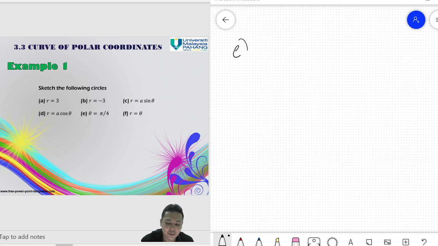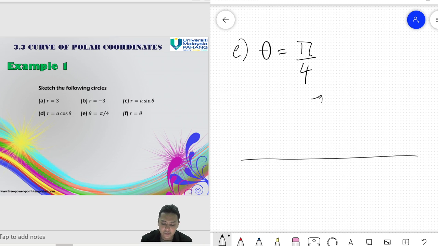If I put E first, theta is defined as pi over 4. For this case, r is not defined, whereas the angle is fixed at pi over 4, or 45 degrees. So you imagine you try to put a point here. We draw 45 degrees first, or pi over 4 first. This is pi over 4. This is the angle. And all of these dots represent the same angle with a different magnitude of r.